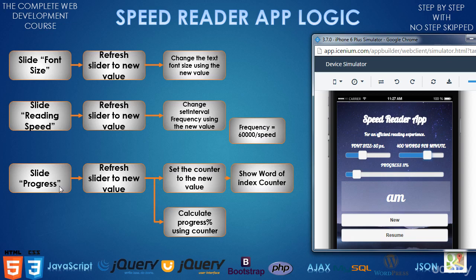Now, if we slide the progress handle, first we need to refresh our slider so that it gets the new value. As we said earlier, the value of this slider is the same as the value of the counter, so we need to update the counter value to the new value of the slider. Also, we're going to need to calculate the progress percentage and show it here. So again, the progress percentage is the counter value divided by the number of words minus 1, and then we multiply by 100 to get a percentage. And finally, we're going to need to show the new word using the index, which is the value of the counter.